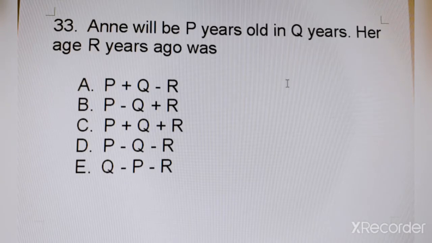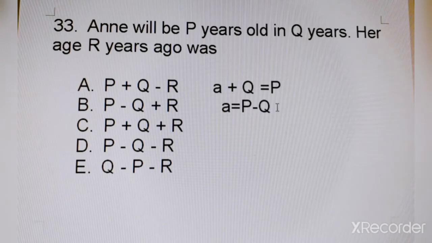Okay, N will be P years old in Q years. Let A be the age of N at present. Then, plus Q years, N will be P years old. So, A plus Q equals P. So, the present age of N is P minus Q. The age of N R years ago is, let O be the age of N R years ago. So, O is equal to the present age of N minus R years ago.